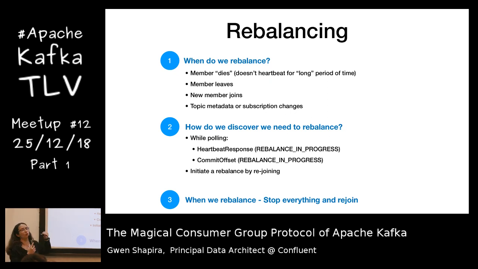So first of all, when do we rebalance? We rebalance when a member dies. We stop getting heartbeats. When someone leaves the group. But also, if, for example, we have new partitions for the topic, we need to rebalance. If we have new topics, you can subscribe to a regular expression, which means that if someone created a new topic that matches your regular expression, we also need to rebalance. So we have all those different scenarios. Of course, if someone new joins, we also need to rebalance in order to assign him some work. So all those things trigger a rebalance.